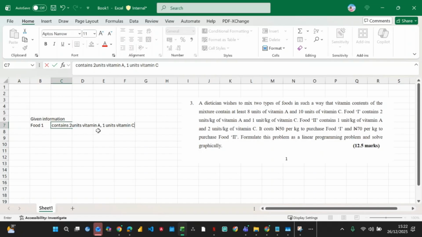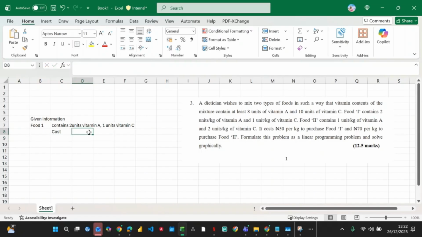Now the cost of it. At what cost is this food costing you? The cost of it, everything that you see there, is going to cost you 15 naira per kg. So we now look at another food, which is food two.